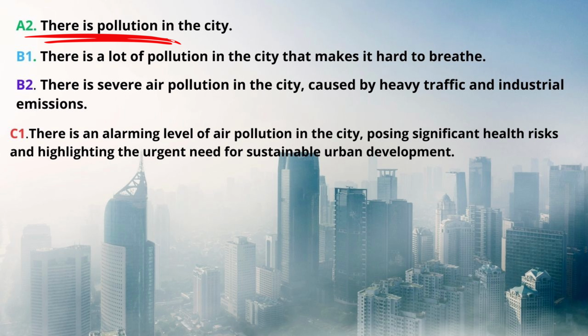Then we start to complicate it. And what do we have at the end? There is an alarming level of air pollution in the city, posing significant health risks and highlighting the urgent need for sustainable urban development. Look how much more complicated the sentence has become. How to do it? In fact, any sentence with simple grammar can be made very complicated by adding details or using different techniques, and I'll show you a few.